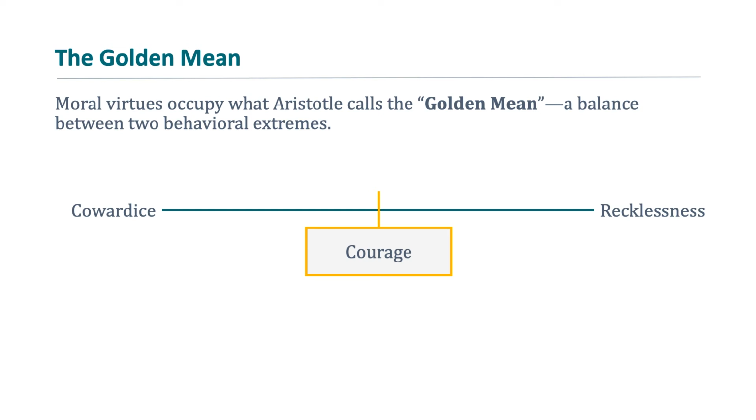So being reckless is not exhibiting the virtue of courage. It would be just being reckless. That is a vice for Aristotle. And on the other hand, being a coward would also not be a virtue, it would be a vice for Aristotle. Courage is this golden mean between those two extremes. And so when it comes to any of the virtues, really it's this golden mean between two extremes.